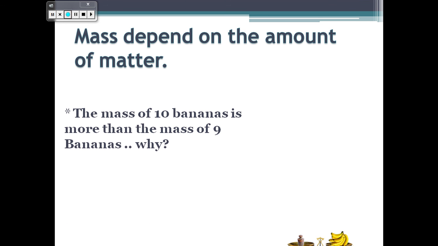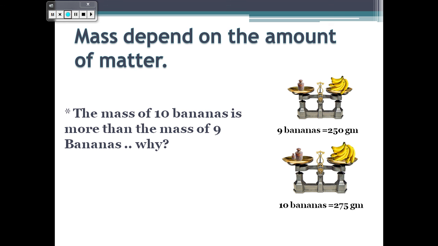For example, we have here 9 bananas and 10 bananas. If we measure the mass of 10 bananas, it will be more than the mass of 9 bananas. Why? Because 10 bananas contain more matter than 9 bananas. So it depends on the amount of matter.